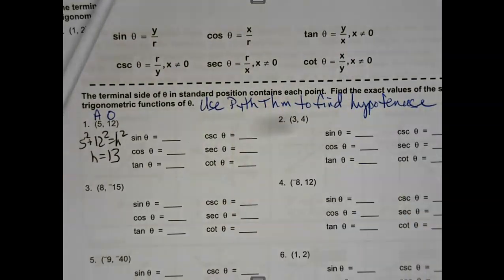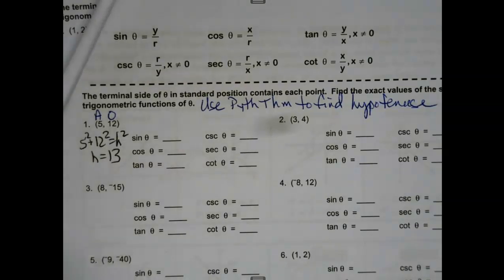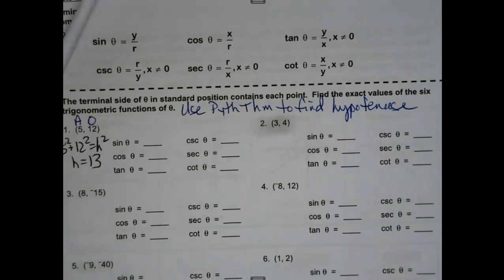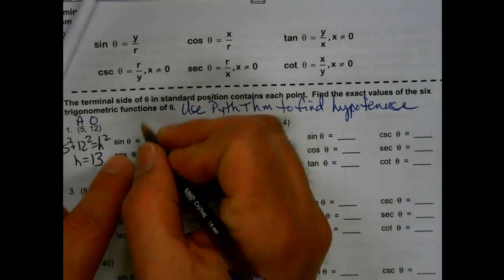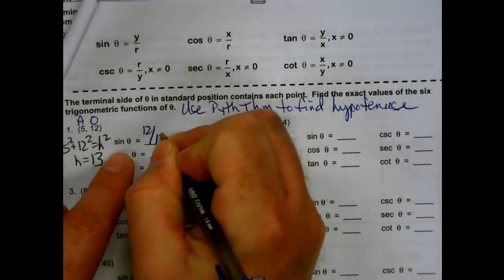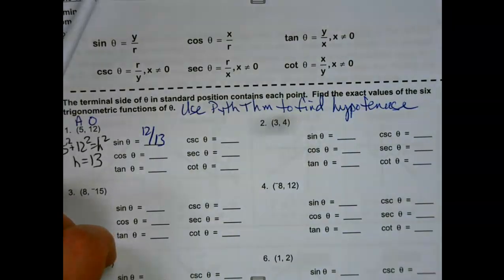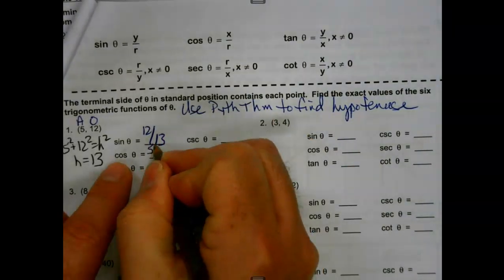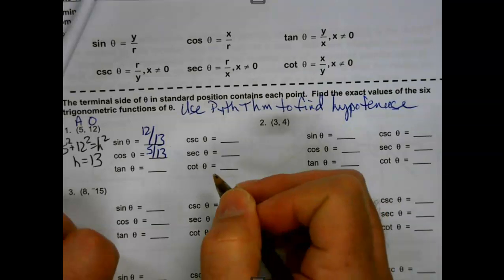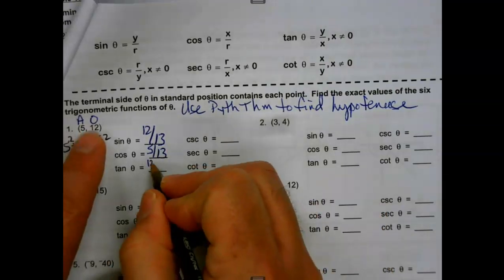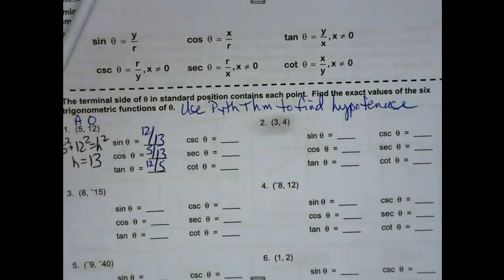I got it all. And so when I go to build all of these, now I still have to remember what goes with what on my trig functions. I mean, that's kind of a given. But here, for instance, we got opposite over hypotenuse. We got adjacent over hypotenuse. And we've got opposite over adjacent.